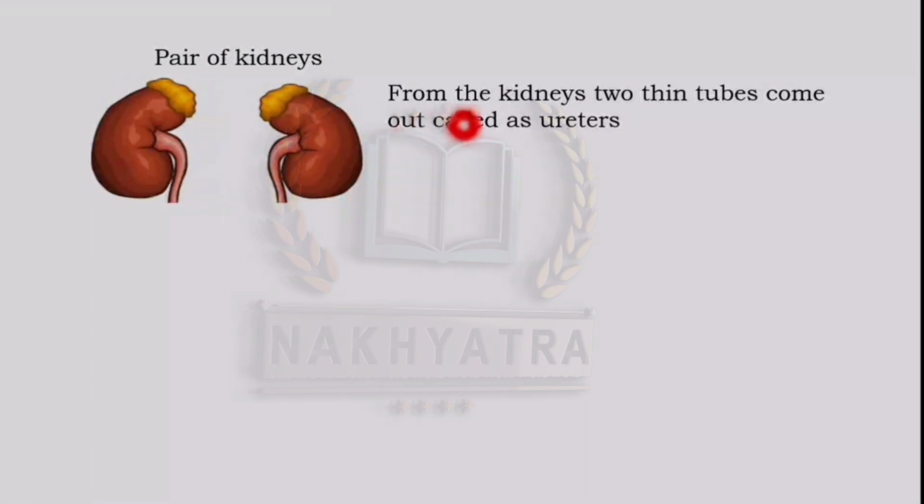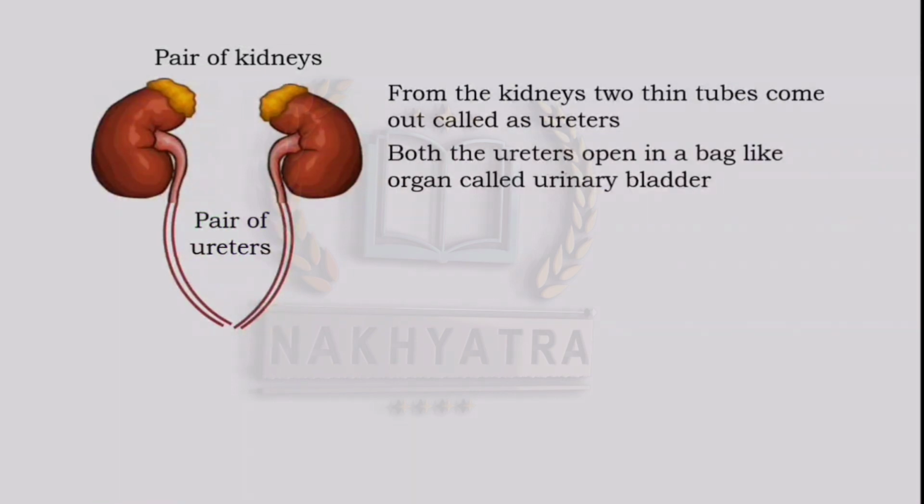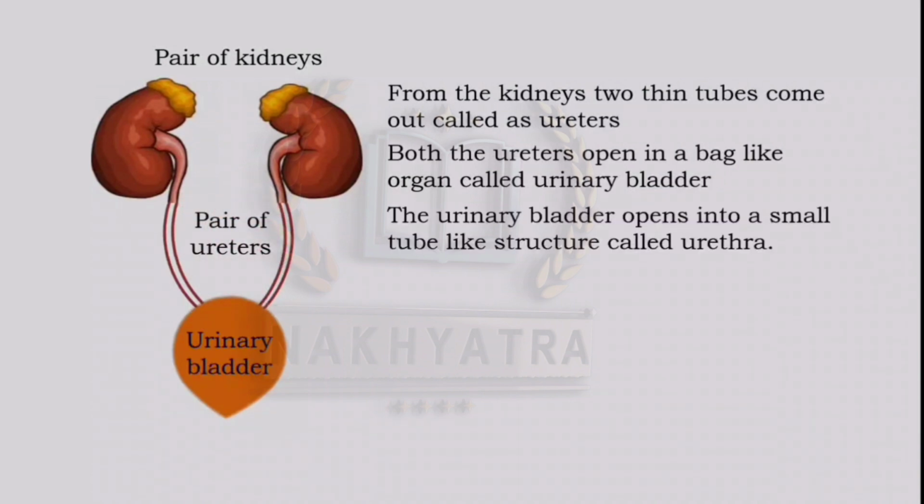From the kidneys, two thin tubes come out, called ureters. Both the ureters open in a bag-like organ called the urinary bladder. The urinary bladder opens into a small tube-like structure called the urethra.